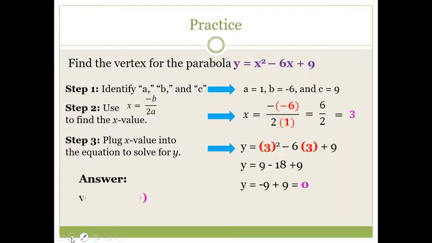In this, we just happen to have 2 different examples where the y turned out to be 0. That is just a coincidence. The y value is not always going to be 0, because remember the vertex can be anywhere on the coordinate plane.